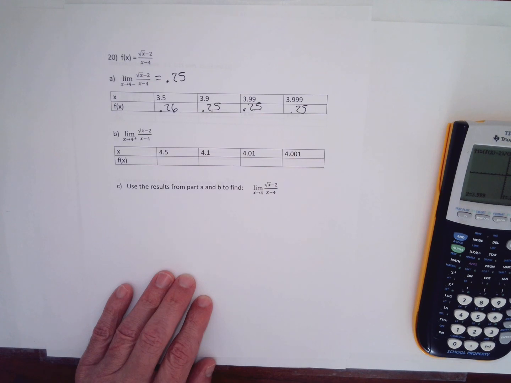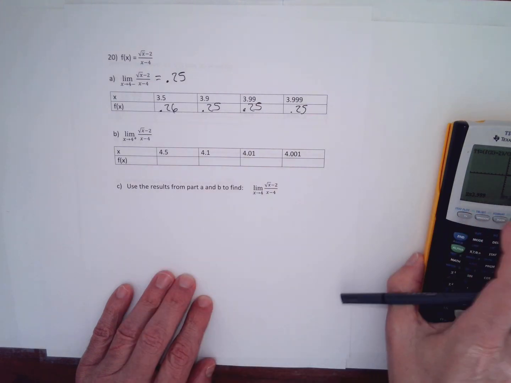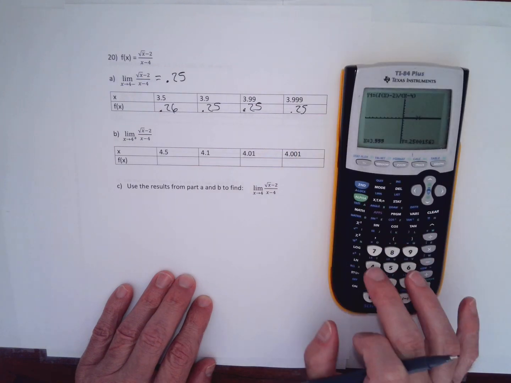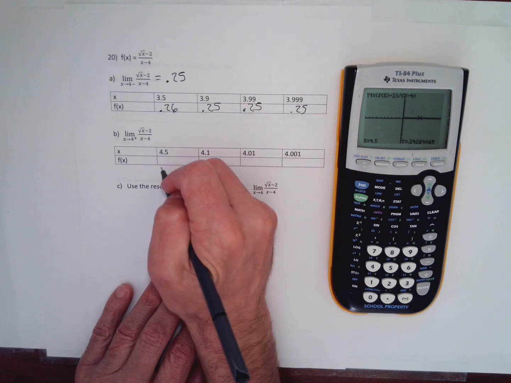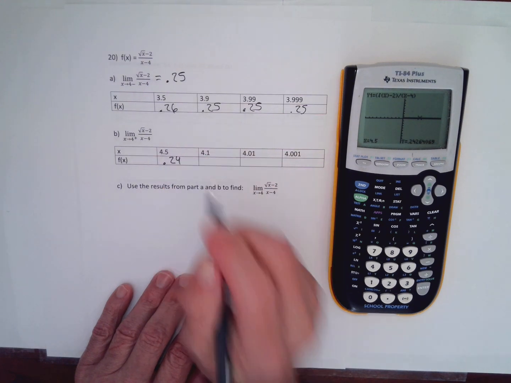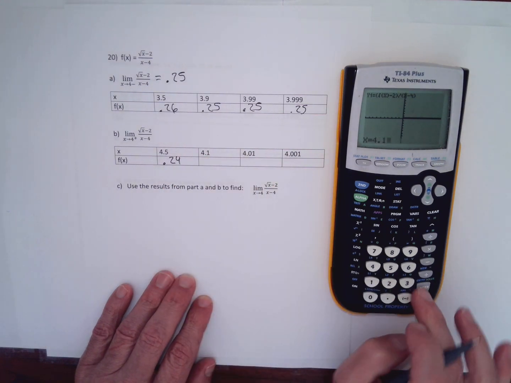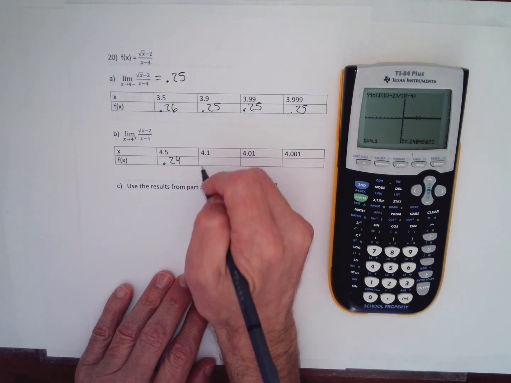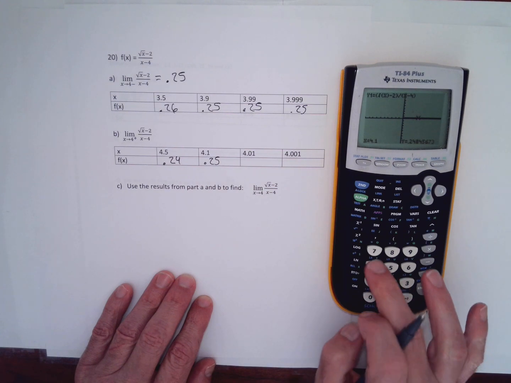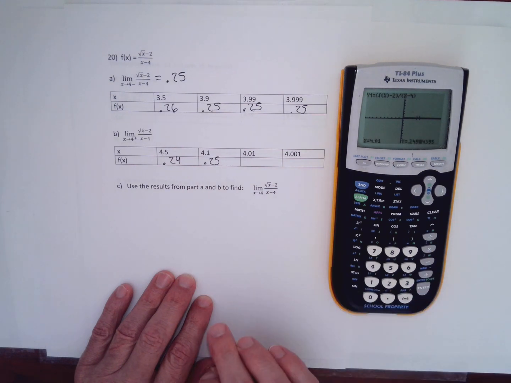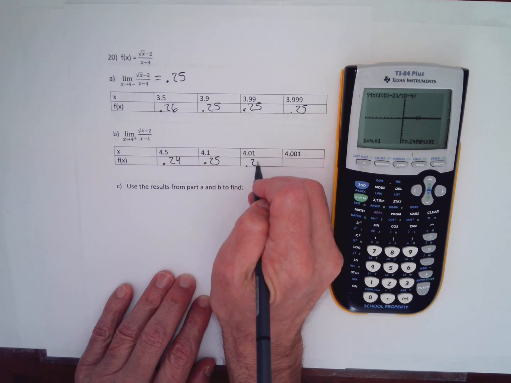And it's actually, when we do algebra, we're going to get 1/4 for that. We're going to get a fraction answer. Let me do some more for the right-hand limit. 4.5 gives me 0.24 rounded to 2 decimals. 4.1 gives me 0.25 if I round that 0.248 to 2 decimals. 4.01, if I round to 2 decimals, 0.249 rounds to 0.25.